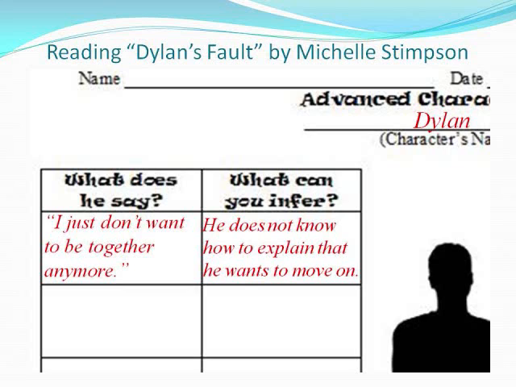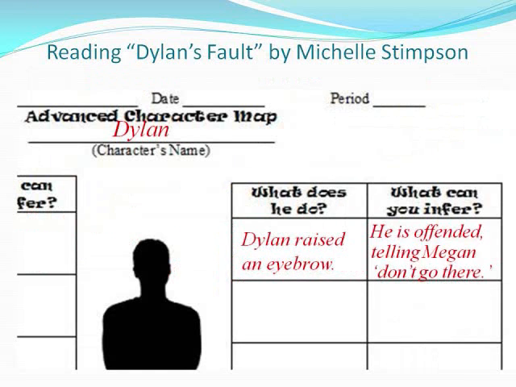Answers may differ when students practice inferring, but students should be able to explain themselves clearly no matter what they infer. The top right box asks for examples of what Dylan does. At one point in the story, Dylan raises an eyebrow in response to one of Megan's questions. Dylan is offended, and he's warning Megan not to go there with her line of questioning. So, that's a quick overview of how to use the different boxes in the advanced character map.